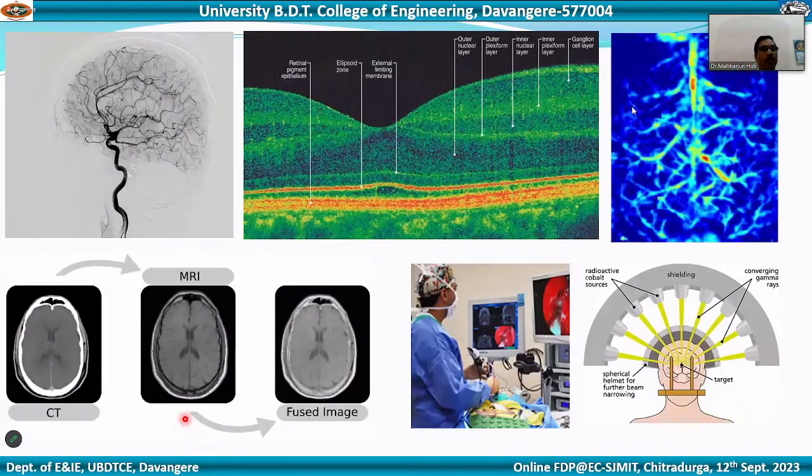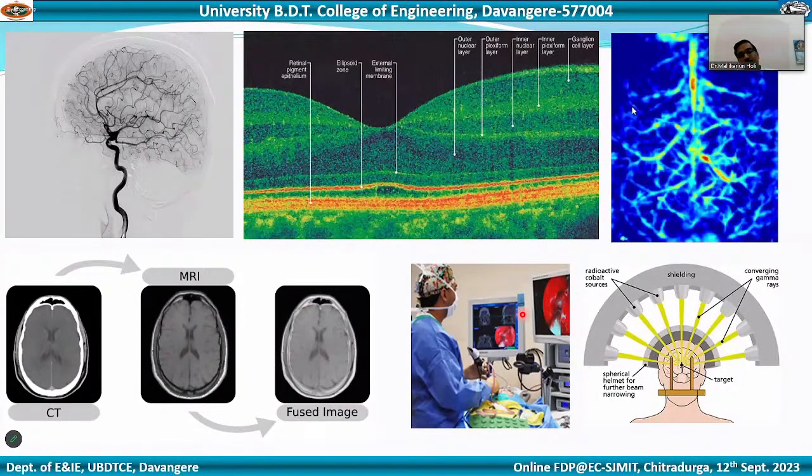So this is angiography. You can see a very beautiful image of the brain vessels. This is OCT, optical coherence tomography. This is layer information of the retina. You can see the various layers of the retina, and if the retina is damaged, it shows in the OCT image. This is laser imaging of the vessels, and this is a fusion image: this is CT, this is MRI. When you club them, you get better information.